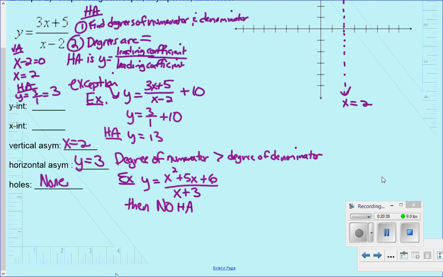All right, next. So last scenario. I guess I'll just kind of label these. So 2, you're checking the degrees, and either scenario A, the degrees are equal, B, the degree of the numerator is larger than the degree of denominator, or C, the degree of the numerator is smaller than the degree of the denominator.